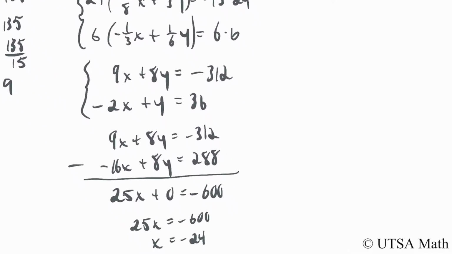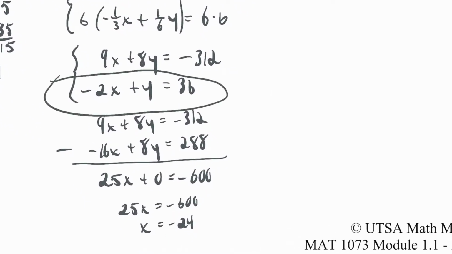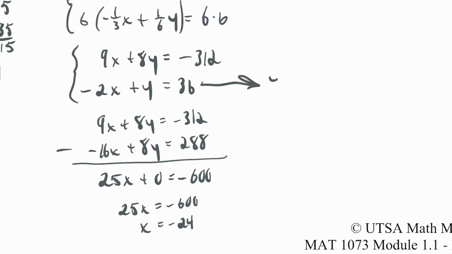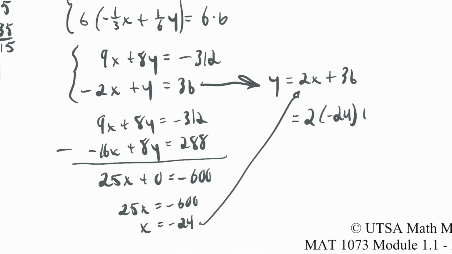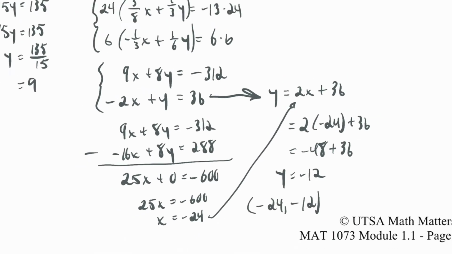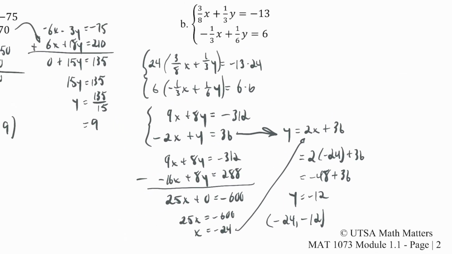With this one, however, y has a coefficient of 1. So if I take this equation and I add 2x to both sides, I'll get y equals 2x plus 36. I'm just going to do substitution now. Just plug x into there. So I'll get negative 48 plus 36. So y equals negative 12. So the solution will be negative 24 comma negative 12 for that system. Okay, and that's basically it.